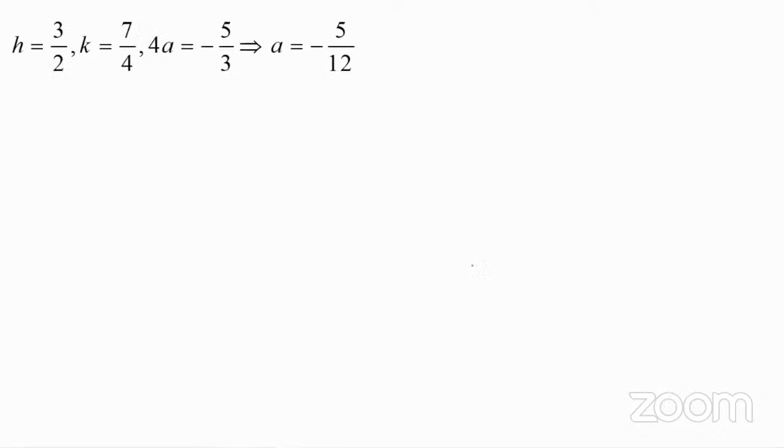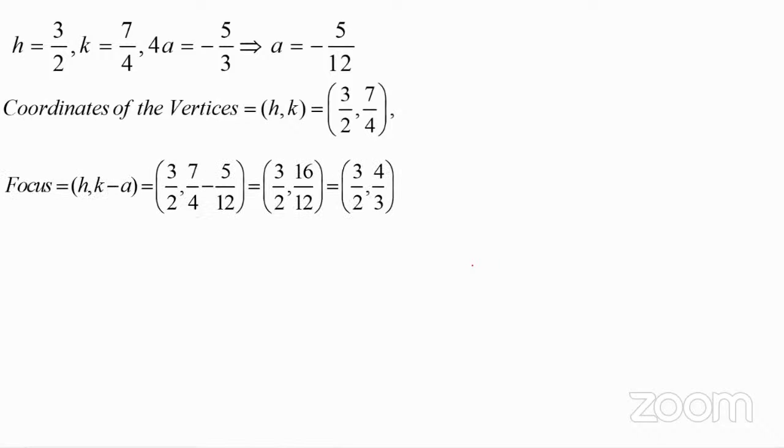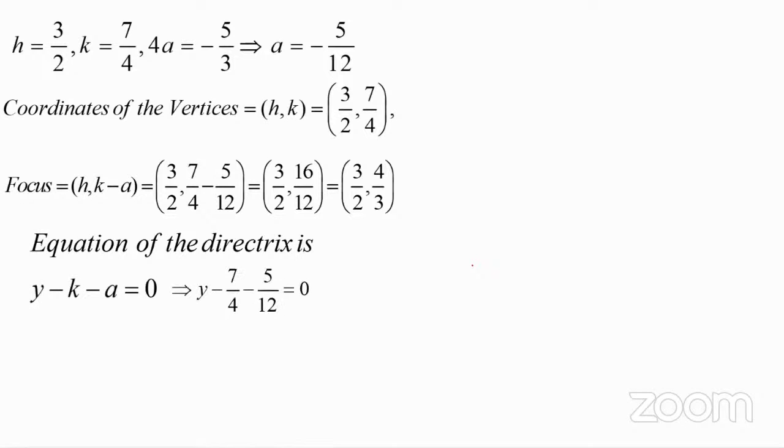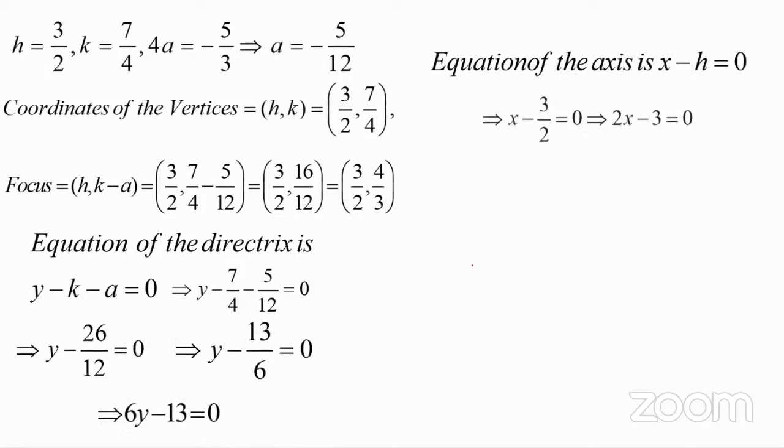So then first we have the coordinates of the vertex, that is nothing but h comma k, 3 by 2 comma 7 by 4, and focus h comma k minus a, 3 by 2 comma 7 by 4 minus 5 by 12. Then you can solve that one, you will get 3 by 2 comma 4 by 3. So equation of the directrix y minus k minus a equal to 0. Just substitute the values and solve it, you will get this one, 6y minus 13 equal to 0. So equation of the axis x minus h equal to 0. So x minus h value is nothing but 3 by 2. Just substitute, then you will get 2x minus 3 equal to 0.